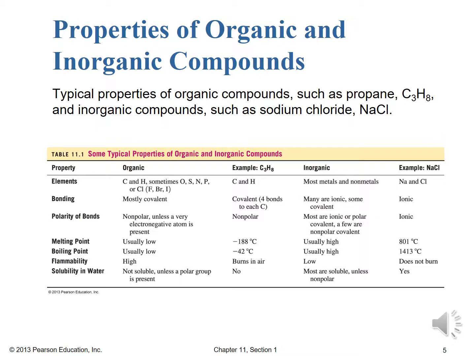And here in table 11.1, we see some typical properties of some organic versus inorganic compounds. Again, these are typical organic and inorganic compounds, but there are exceptions to both. So don't get too attached to these being hard and fast rules, but they are rules of thumb, so to speak. So for organic substances, we tend to be dealing with carbon and hydrogen, and then sometimes some other select elements, whereas in inorganics, we deal with the whole periodic table.